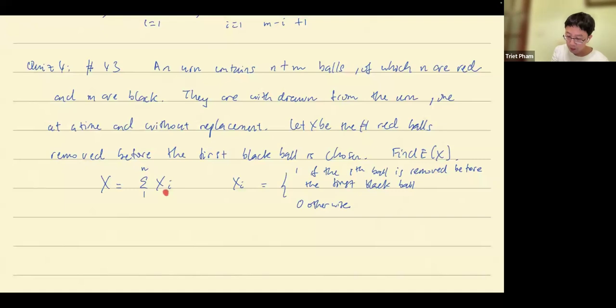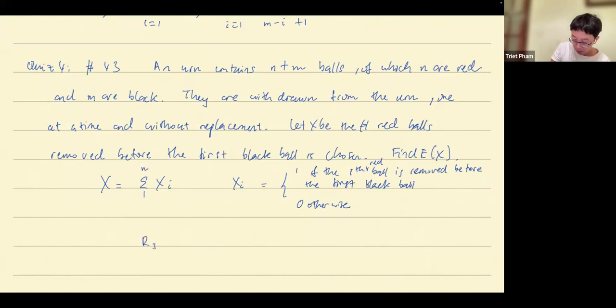Because if the ith ball is the ith red ball, not the ith ball, the ith red ball, I goes from 1 to N total red balls. Because if the ith red ball is removed before a black, that counts as 1. You know what I mean, right?